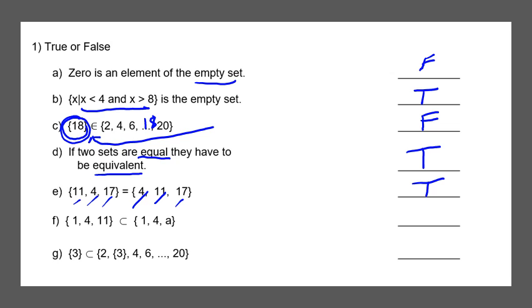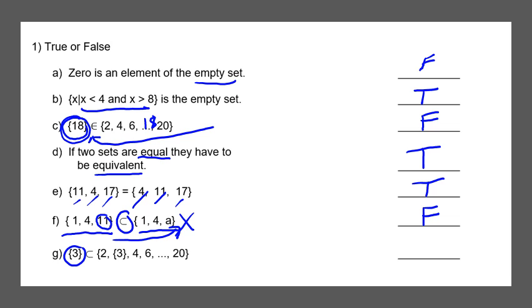F. Is the set on the left-hand side a proper subset of the set on the right-hand side? Proper subset requires it to be a subset. Well, that's not the case, because here's an element on the left-hand side that is not contained on the right-hand side. So we're not even a subset, let alone being a smaller set. So this one's false.